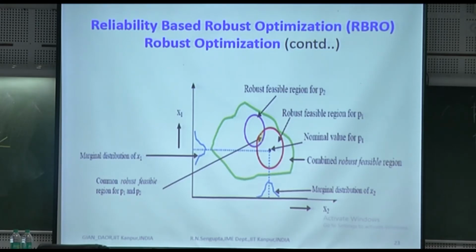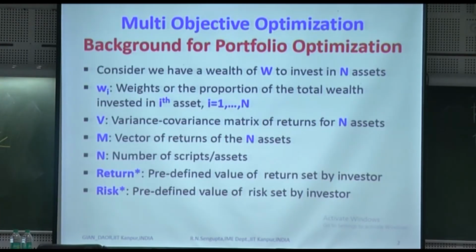Now with this background, I will just try to give you the solution of one of the problems. This is a very simple multi-objective problem from finance. Consider we have weights W for n number of financial assets. I am considering very simply stocks, no bonds, no options, no futures, nothing. So let us make our life as simple as possible.